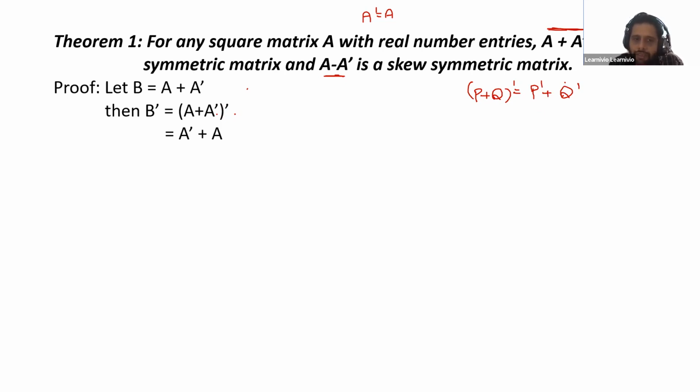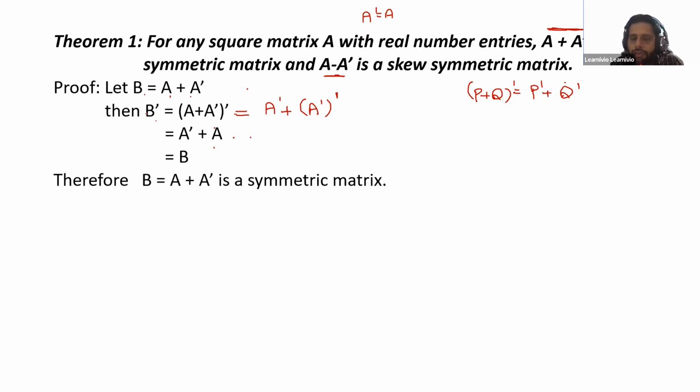Now, if you are finding the transpose of this, then what will you get? You will get A transpose plus A transpose, complete transpose. Now this A transpose remains as it is. And what is A transpose transpose? This is equal to A again. So we get that B transpose is equal to A transpose plus A. Now, what is A plus A transpose? This was B. In place of this, we can put B. So we are getting B transpose is equal to B. That's why we will say that B is a symmetric matrix.